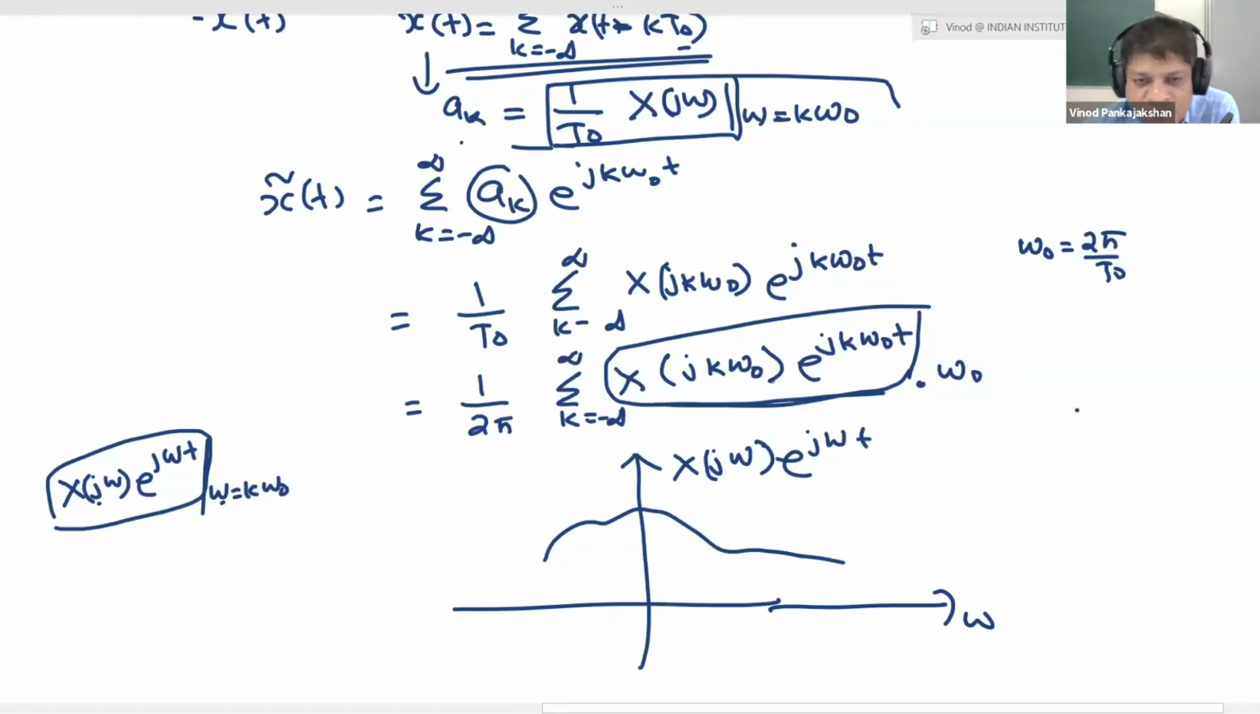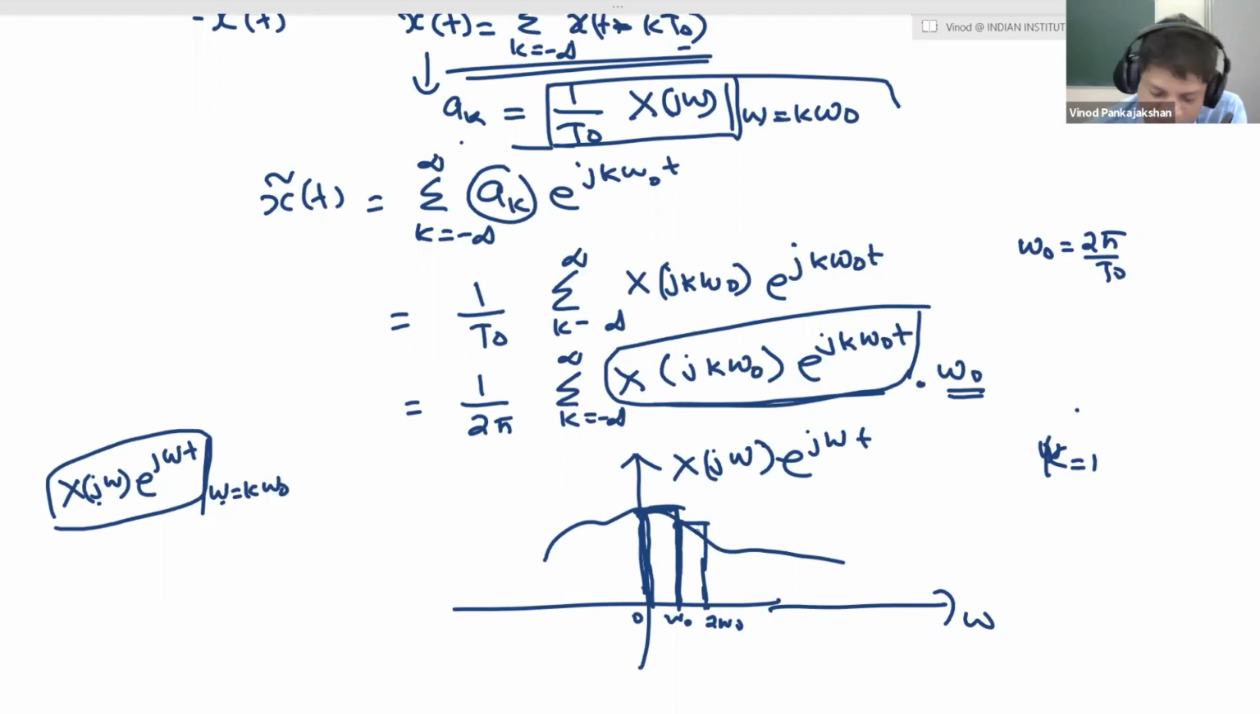Now, can you tell me what is the summation? When k is 0, you are taking this value. Is this the value corresponding to k equal to 0? Yes, sir. And when k is 1, what will happen? You are taking a value here. And remember, you are multiplying this with omega naught, because this is 0, this is omega naught, this is 2 omega naught, like that. This is the value of that function at a particular value of k. So can we say that we are finding the area of these rectangles and adding?